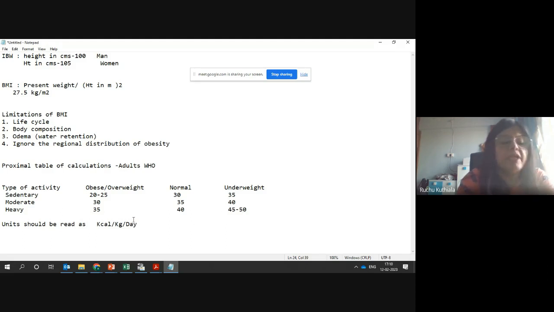So these are the units. Kilocalorie per kg per day. For example, 20 to 25 kilocalorie per kg per day, 30 kilocalorie per kg per day, 35 kilocalorie per kg per day. So on. It should be read like this. So first all of you please complete it. Then I will make you understand the meaning of this table.